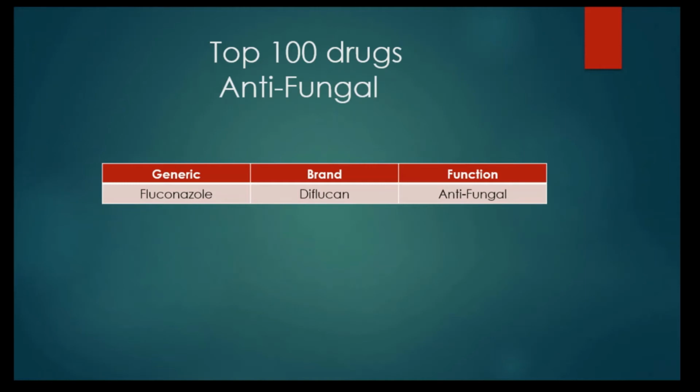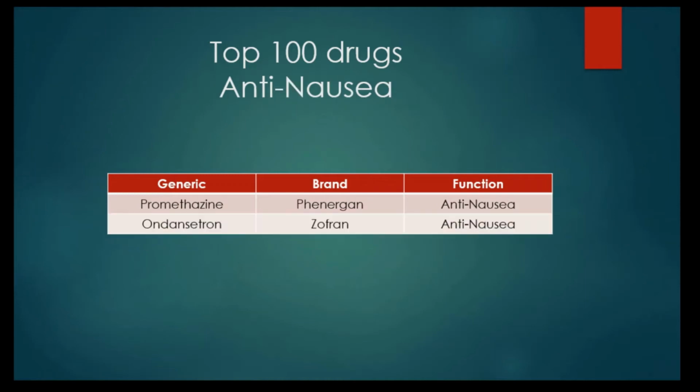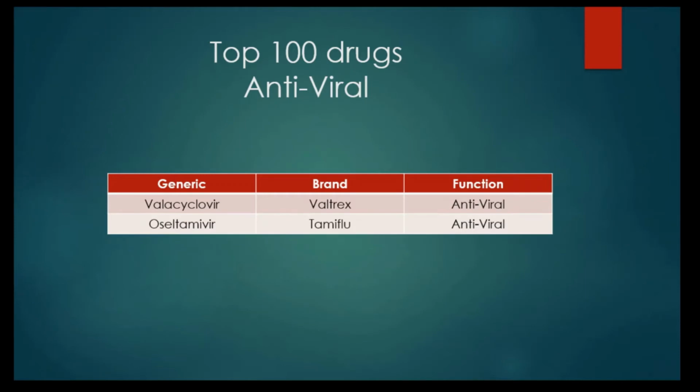Next, we've got antifungals. Fluconazole, brand name is Diflucan. Antihistamines, we've got fexofenadine, which is Allegra. We've got two anti-nauseas, promethazine, brand name is Phenergan, and we've got ondansetron, which is Zofran. Antipsychotics, we've got quetiapine, brand name is Seroquel. Antivirals, we've got valacyclovir, which is Valtrex, and we've got oseltamivir, which is Tamiflu.